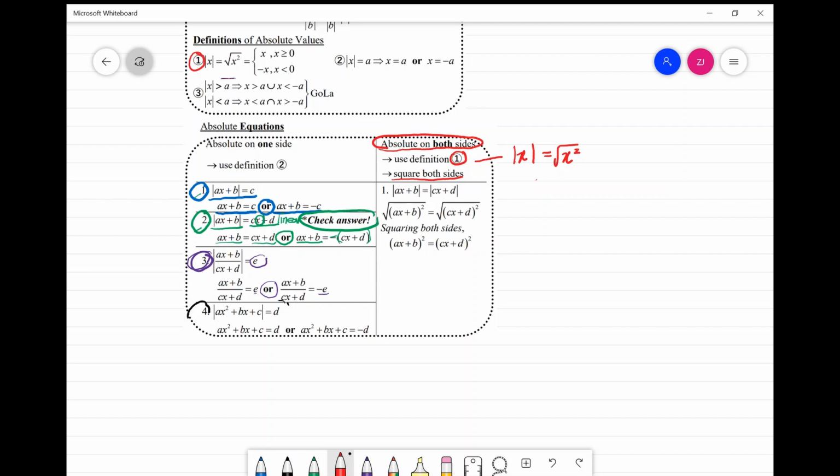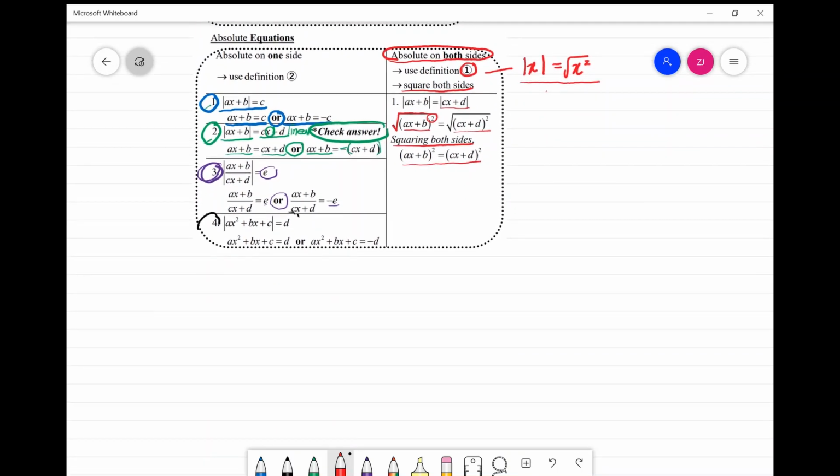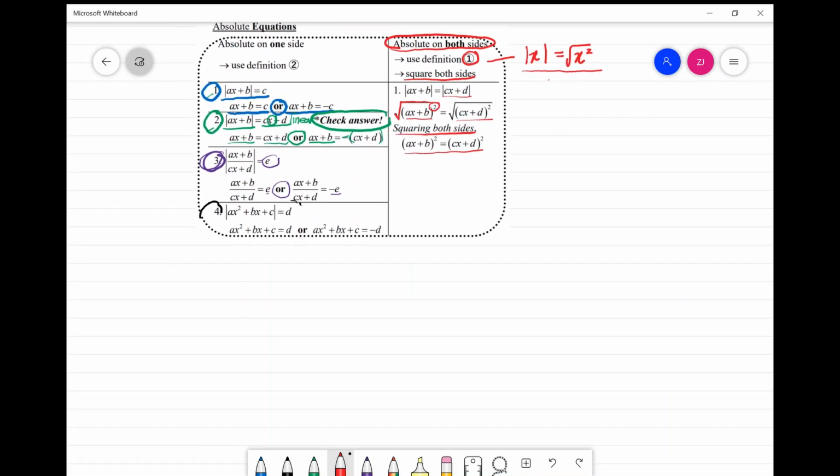If we have absolute of ax plus b equals absolute of cx plus d, by using this definition, we transform absolute of ax plus b to be the square root of ax plus b squared, and we do the same for the right hand side as well. Because we have a square root on both sides, in order to get rid of it, we just square both sides, and then the square root will be gone. So we just solve the quadratic equation. Now let's see an example.